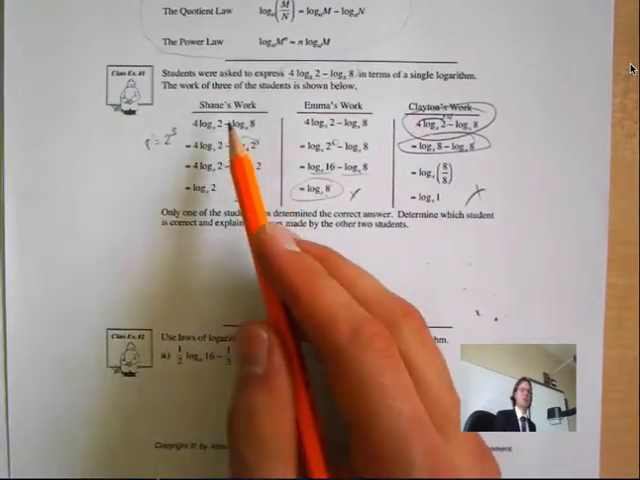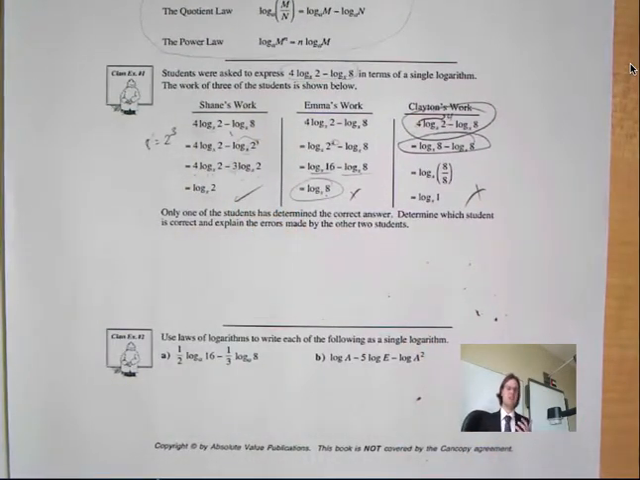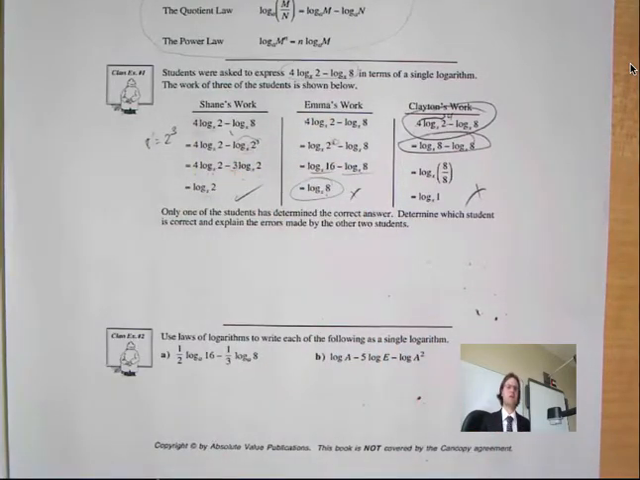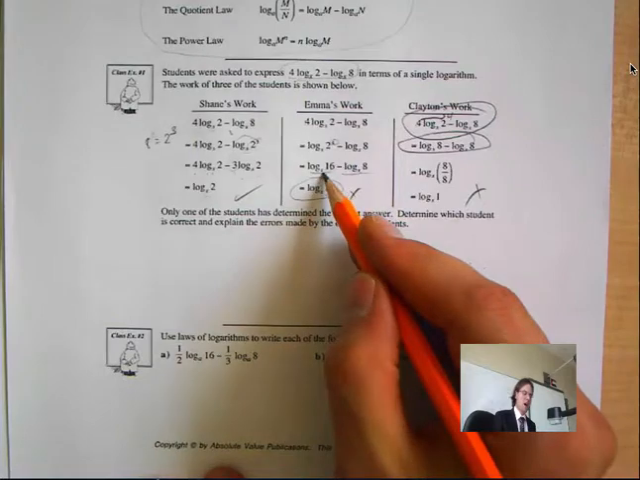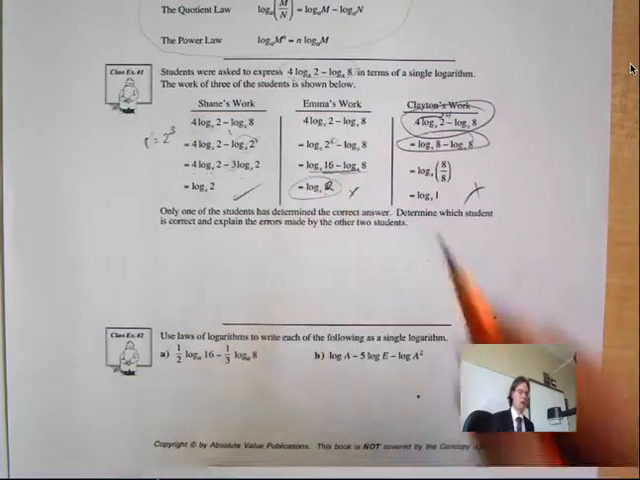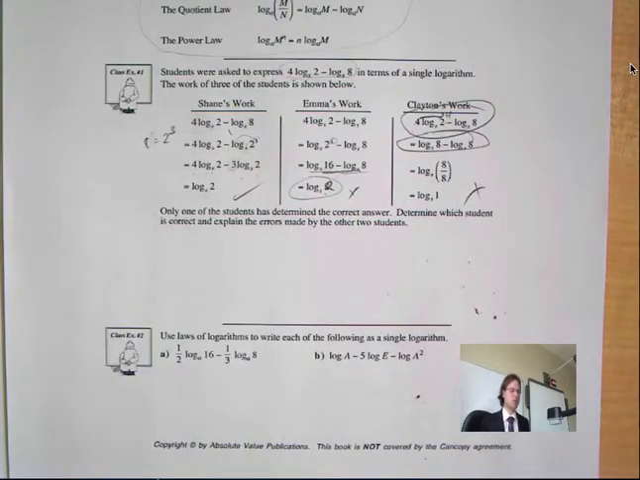So which one is right? Shane's work is right. As we see though, there are 2 ways of solving this. We could have gone about it a different way and still get the right answer. After this, if you divide, it is log 2, if you did it right. 16 over 8 is log 2. So that could be right as well.